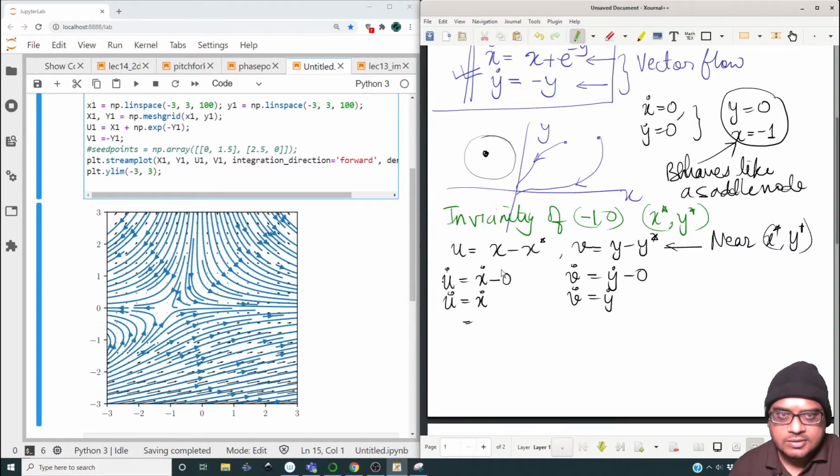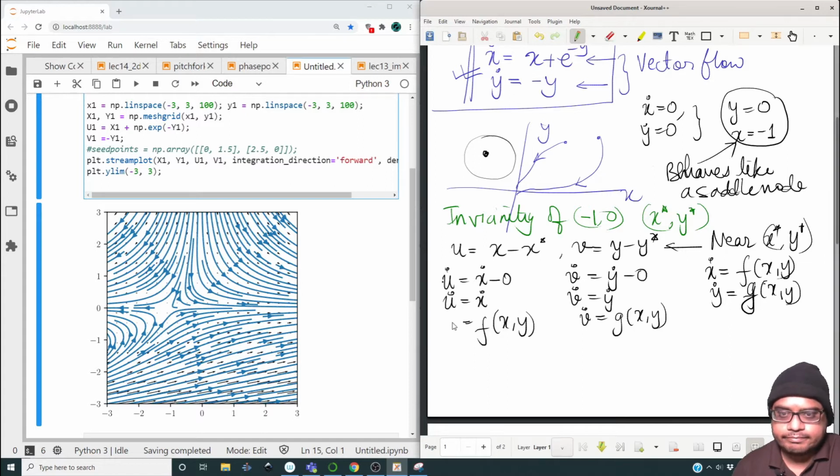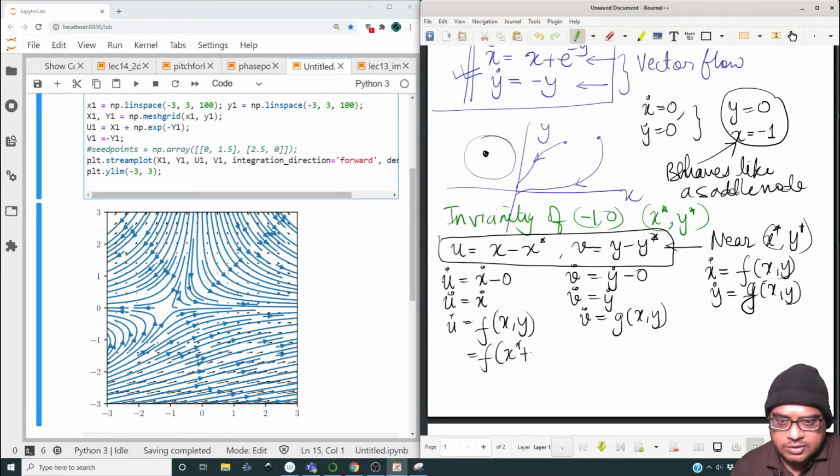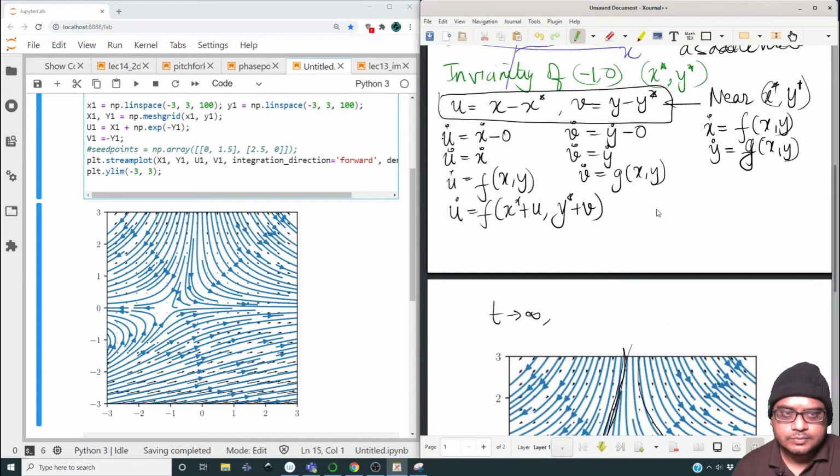So if I write down x dot equal to f of x, y and y dot is equal to g of x, y, then I can write f of x, y in terms of this as f of x star plus u, y star plus v. Similarly, I can write down v dot is equal to g of x star plus u and y star plus v.